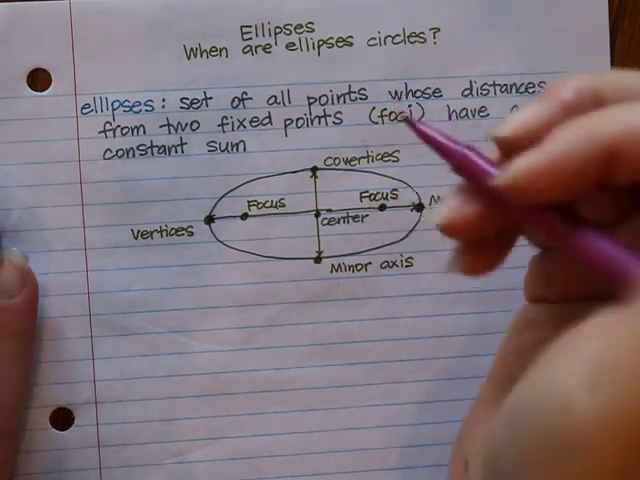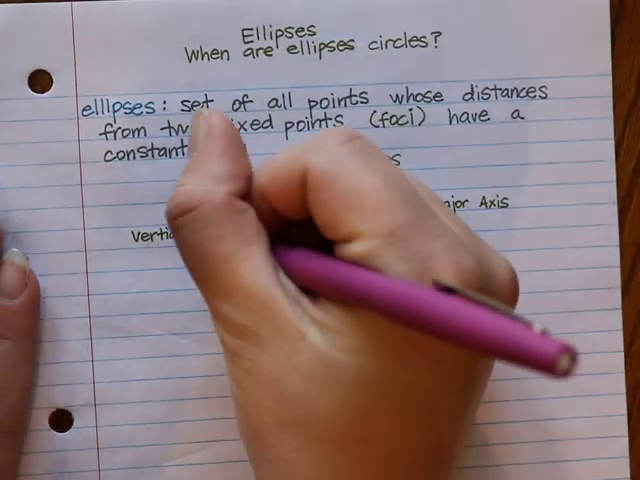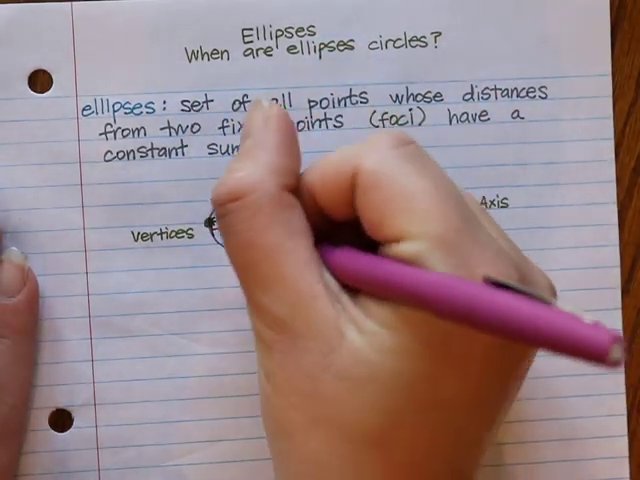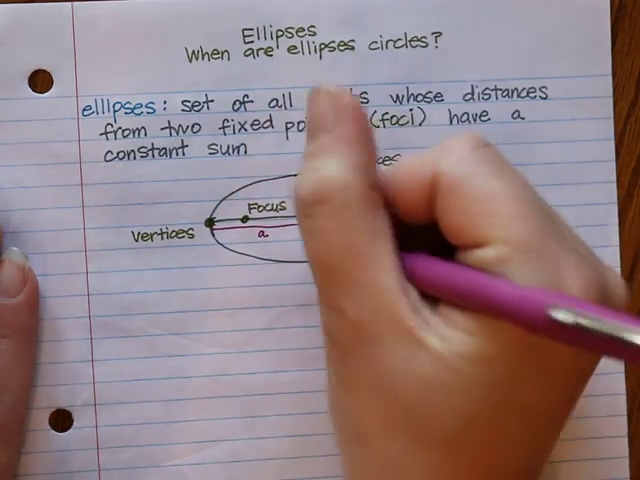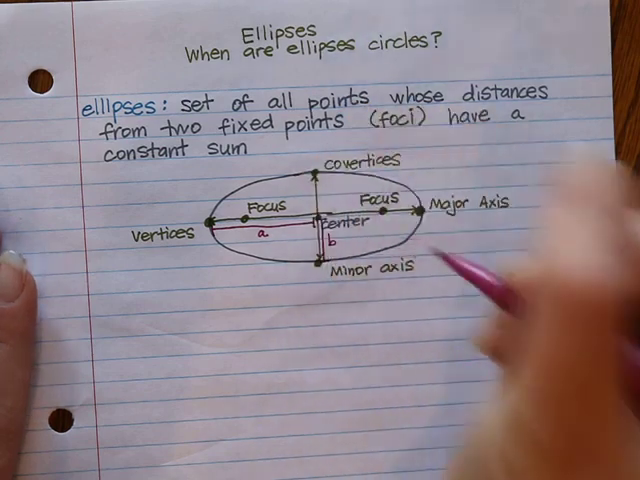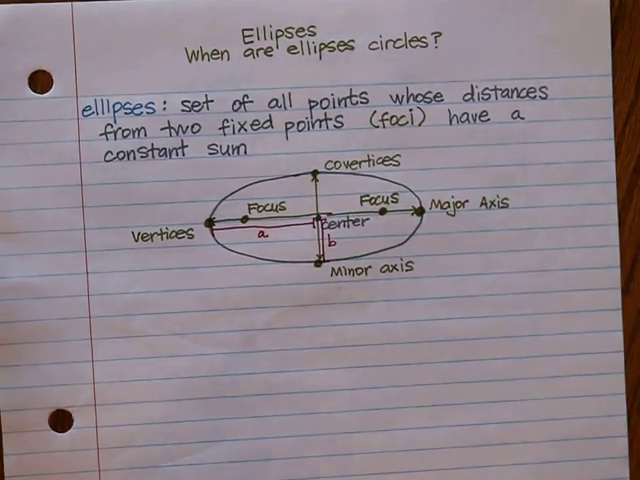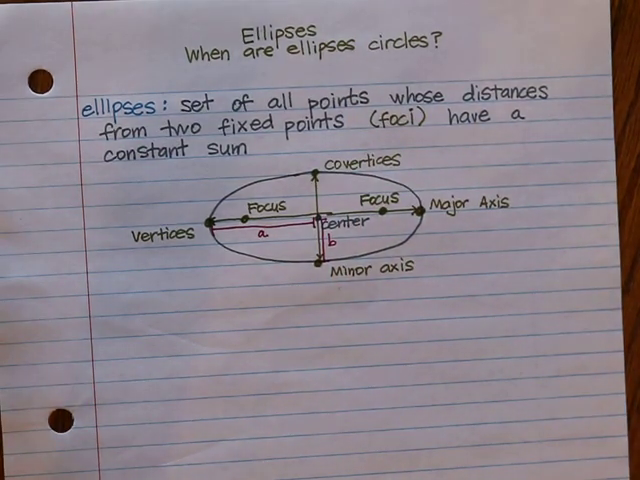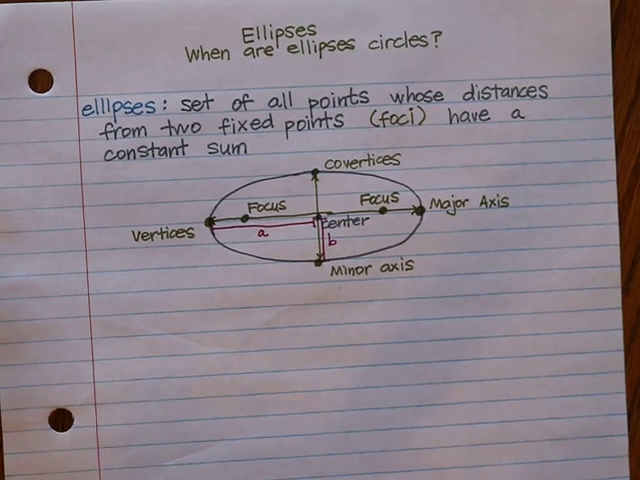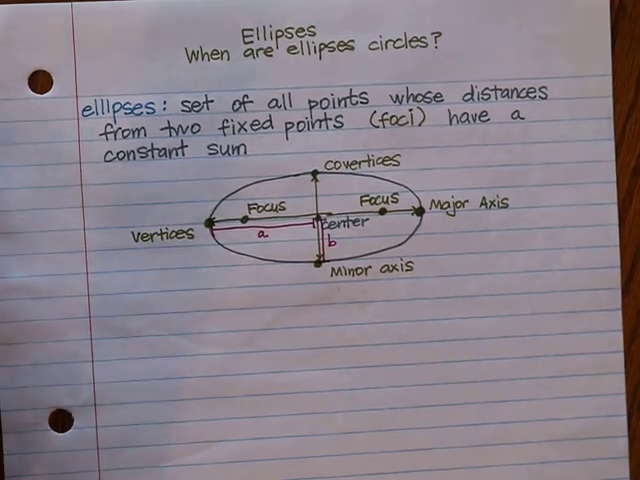Now, before we get too much further, just to lay out a couple more pieces of information, the distance from the center to the vertex is A, and center to a co-vertex is B. So we're going to use the letters A and B a lot, and it's more just to make sure we all are on the same page with what each one means, right? In an ellipse, A is always the bigger number.